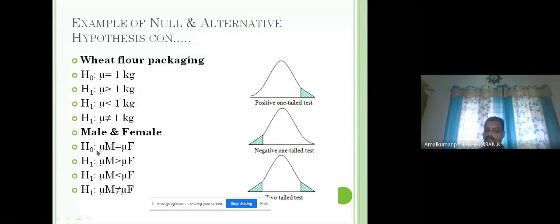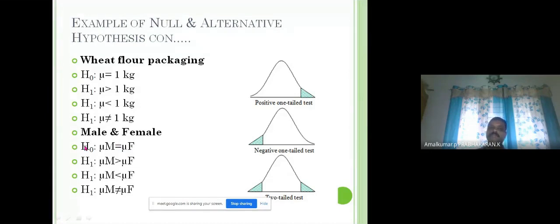Here again, mu represents the population mean, m represents the male, and f represents the female. So the first null hypothesis developed by the researcher is mu m equal to mu f. Mu m equal to mu f means the population mean of the male is equal to the population mean of the female, suppose based on weight or height or any other physical condition. That is the first situation, the null situation.